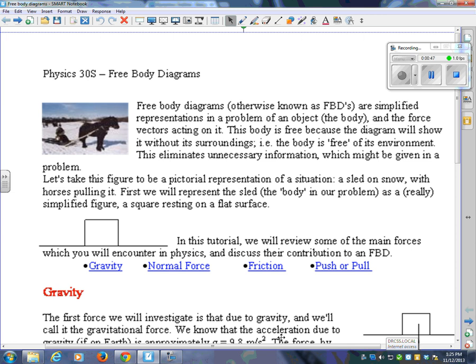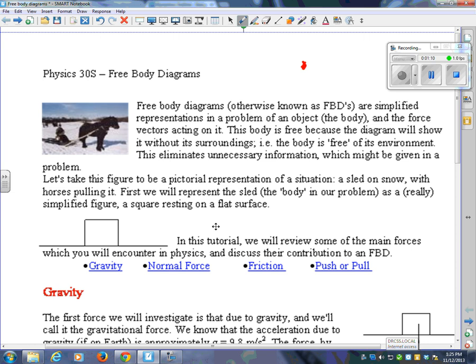Let's take this figure to be a pictorial representation of a situation: a sled on snow with horses pulling it. And there's a picture right there, right? First, we're going to represent the sled. The body in our problem is a really simplified figure, a square resting on a flat surface. Traditionally, they use squares like this. Some textbooks just use a dot to signify the object. Okay? It's really up to your personal preference there.